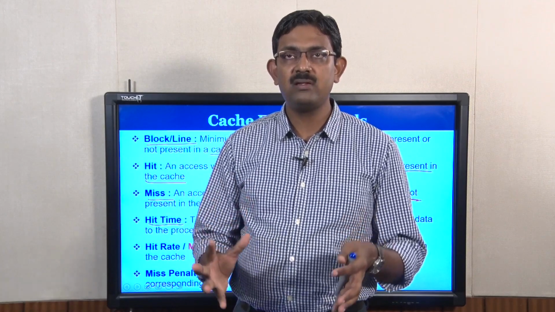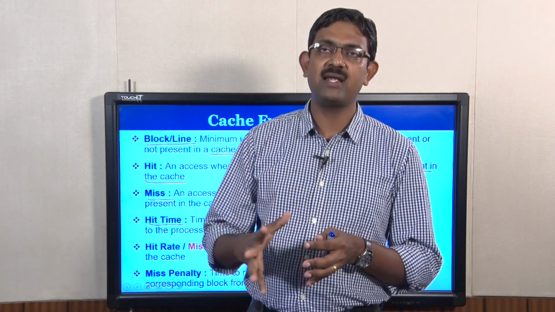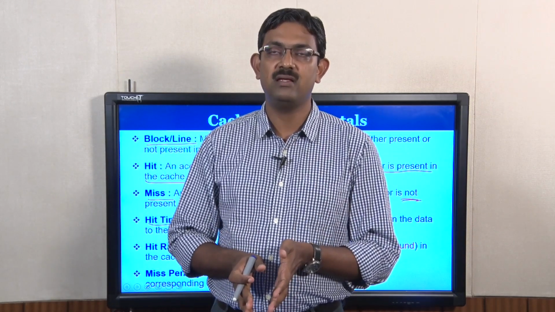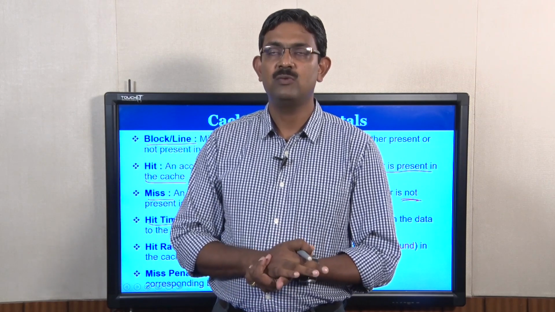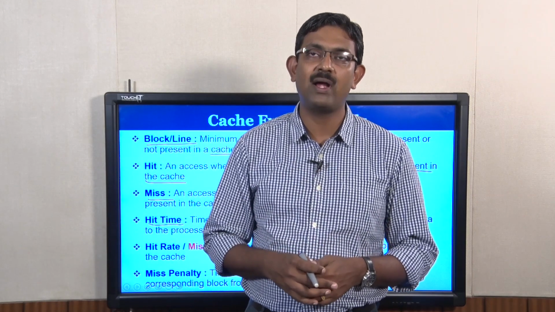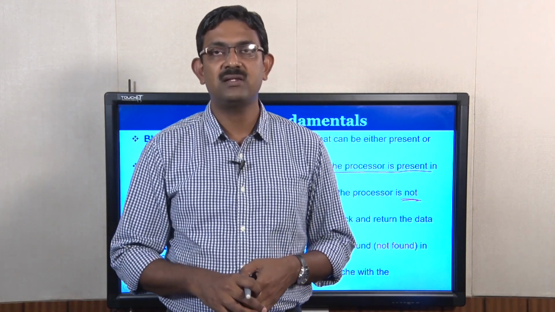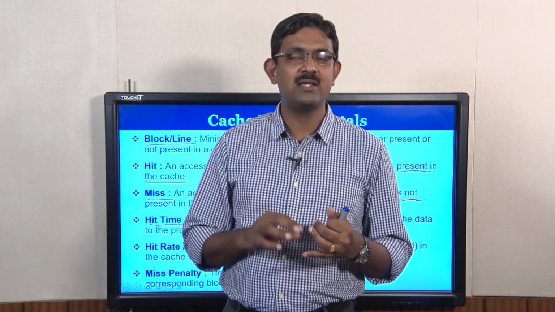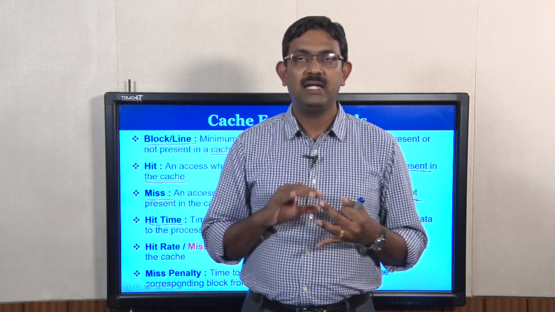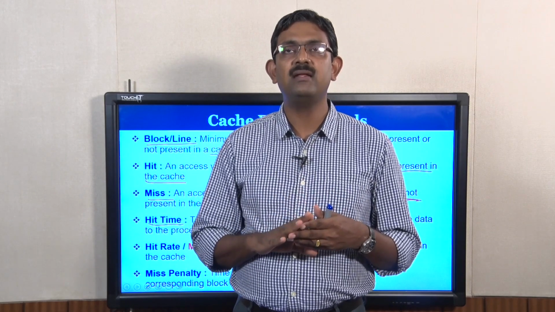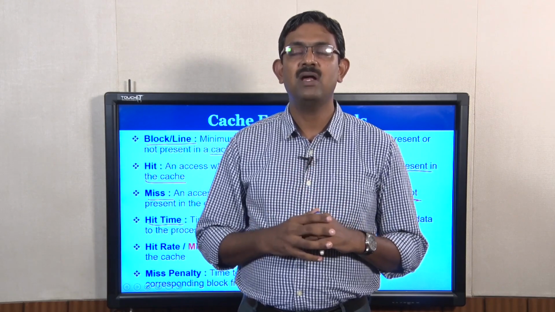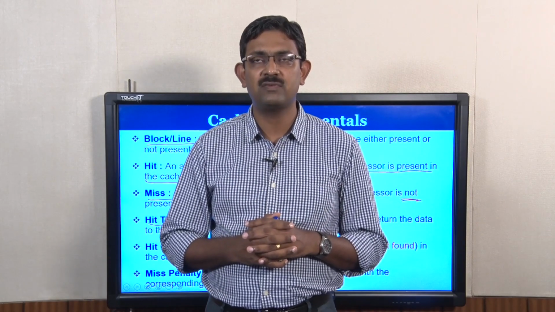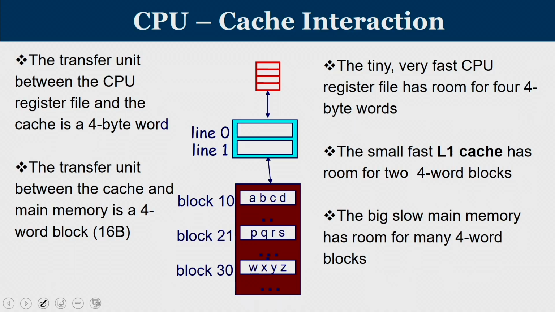So the moment a cache miss occurs, from that time onwards until the missed word is ready in the cache, that is called miss penalty. The additional cycles required in processing a miss is called the miss penalty. So we have learned about what a block or a line is, hit, miss, hit rate, miss rate, hit time, and miss penalty. These are some of the very common terms used in the context of cache memories.